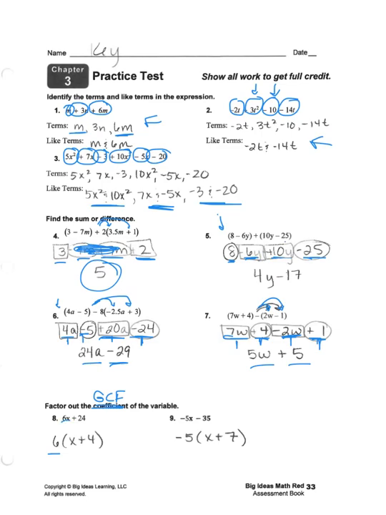You divide out the 6 out of both terms. So it becomes 6 times the quantity of x plus 4, because it's a positive 4. This one, remember, the first term in your parentheses can't be negative. So I'm going to divide out the negative 5 out of both terms. So I factor out the negative 5, and then it becomes negative 5 times the quantity of x plus 7. Because when you take a negative 35 divided by negative 5, it gives you that positive 7.